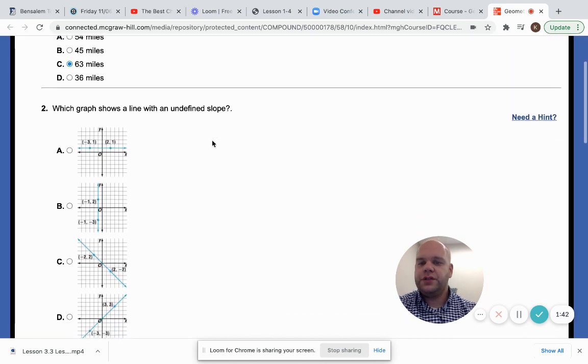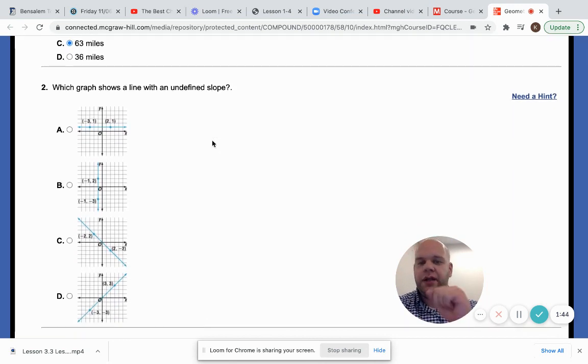All right. So which graph shows a line with an undefined slope? Remember, slope is steepness. So an undefined slope is where you can't go up it. It's impossible, right? I guess you could if you're a rock climber, because it's a straight line. It's like a wall. That's an undefined slope right behind me. Do you guys see it? It's undefined. I can't walk up it.